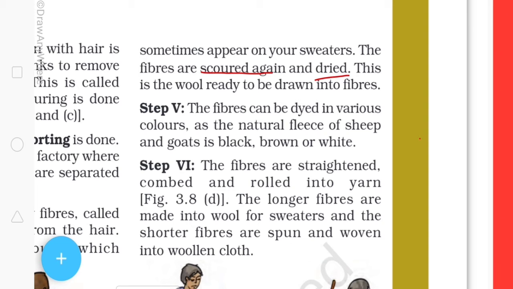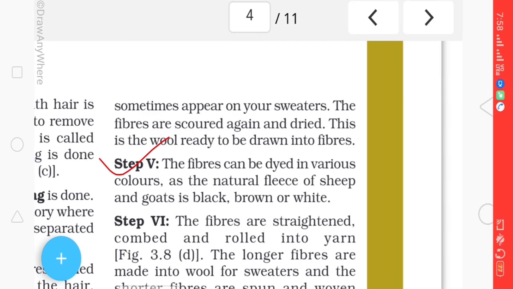Now let's see the fifth step. The fibers can be dyed in various colors, as the natural fleece of sheep and goats is black, brown or white. See, what is the color of the hair of a sheep, goat or a cow? They may be black, brown, white or grey, isn't it? So most of the hairs in animals are black, brown or white. For example, sheep also have white hairs, or we can say grey.